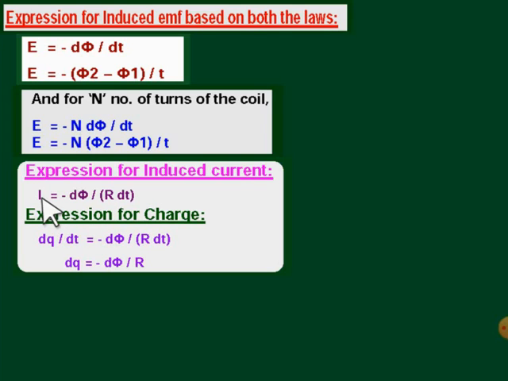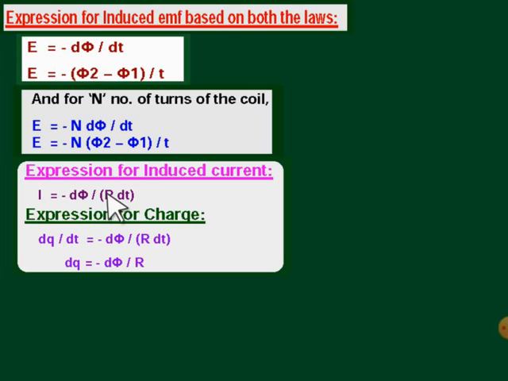Current means what? V divided by R, the potential difference divided by R, by Ohm's law. So E by R will be equal to I. So your current for a single turn will be minus d phi divided by R dt. You just divide by R here, then you will get I equal to minus d phi by R dt.